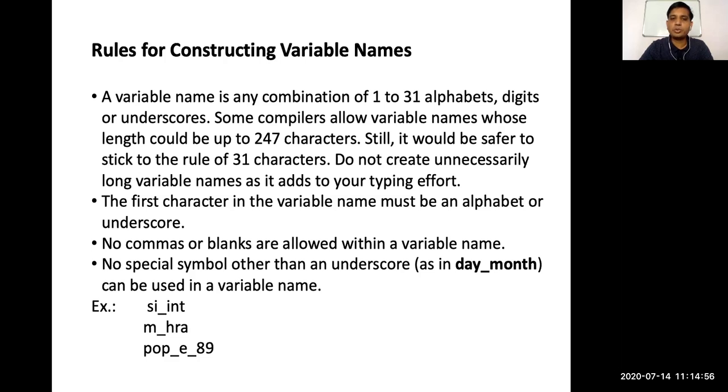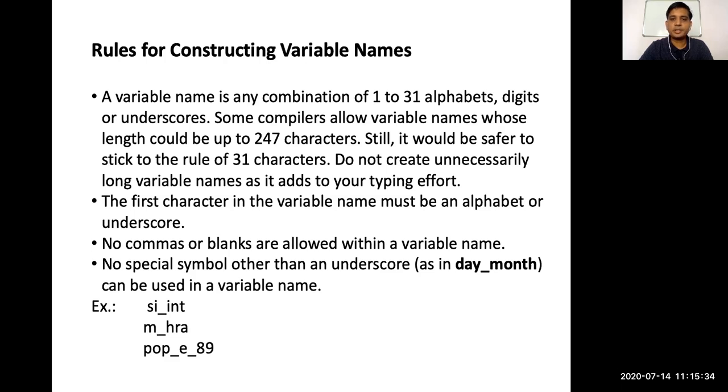So if there are two variables with a length of 40 characters, and only the last character is different, the compiler will think that both variables have the same first 31 characters, so it will give an error. Only the first 31 characters are considered for your variable name. So stick to the rule that you should define your variable name below 31 characters. Do not give long variable names.